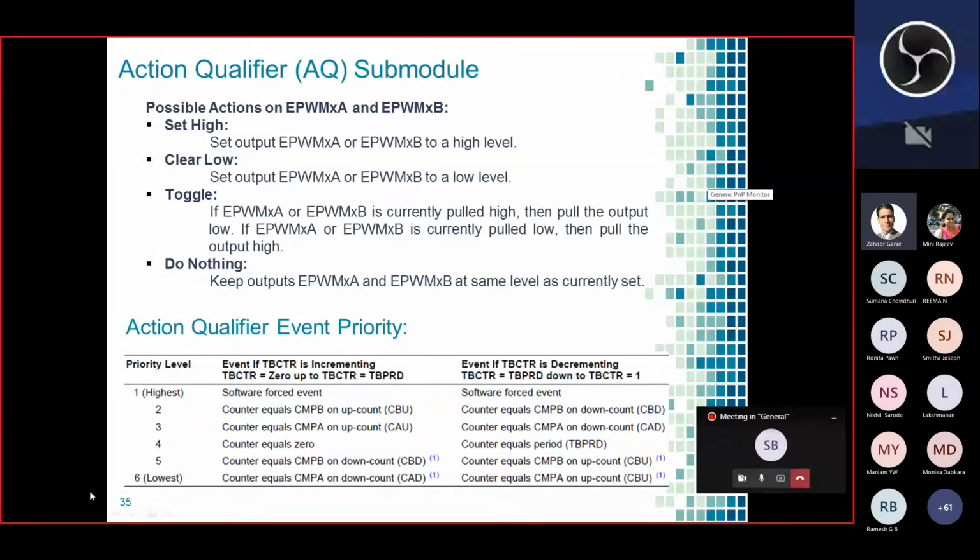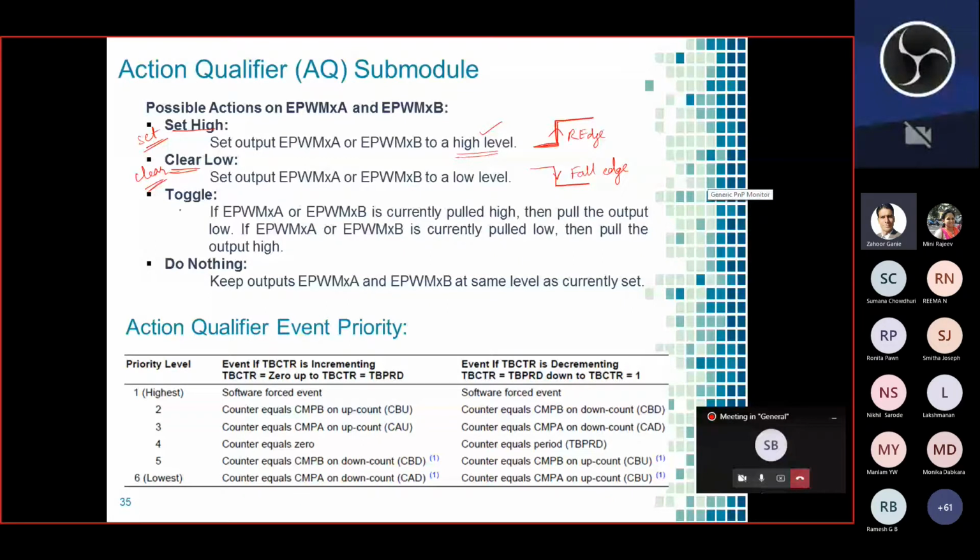Here you can see how this is used for greater than, less than, or equal to operations. If you set high, then the output of EPWM A or B will be at a high level. If you use set, it will go to high level. If you say clear, it will go to low level. That means if you say set from 0, it will go to high level, and if you put clear, it goes from high level to 0. So the set operation will give you a rising edge, and the clear operation will give you a falling edge.